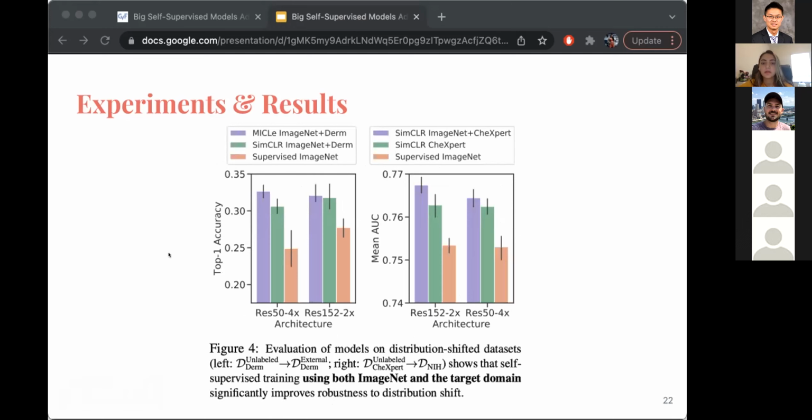So we can see the evaluation of the models on the distribution-shifted data sets, and it shows that self-supervised training using both ImageNet and the target domain improves the robustness to distribution shift.